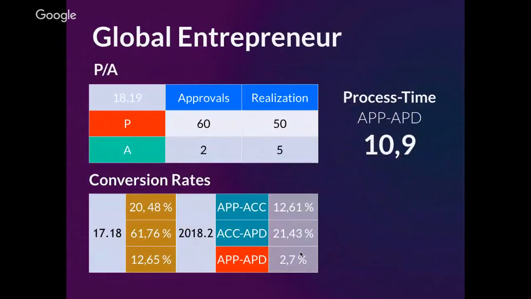And realization, we're planning on having 50. Sorry, and we have 5. The conversion rates are kind of self-explanatory. Applied to accepted is super low. Why? Because we don't have IR. And accepted to approved, why? Because we don't have EP management education in the membership. And applied to approved is currently really, really low. And the process time is 10 days, which I wouldn't really take into consideration since we currently have 2 approvals, so it's not really representative.